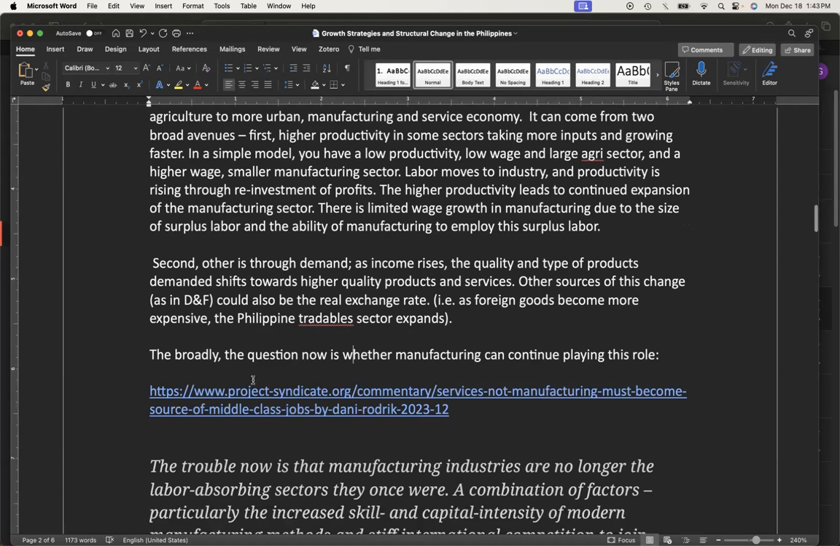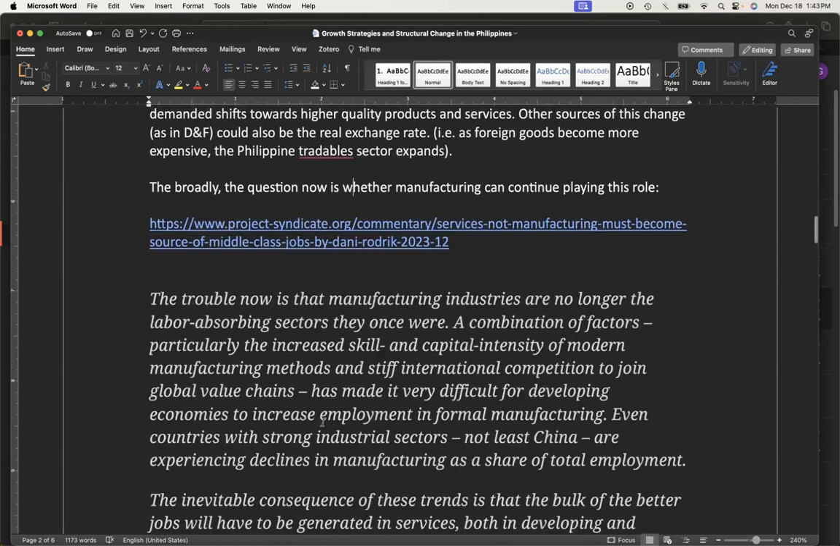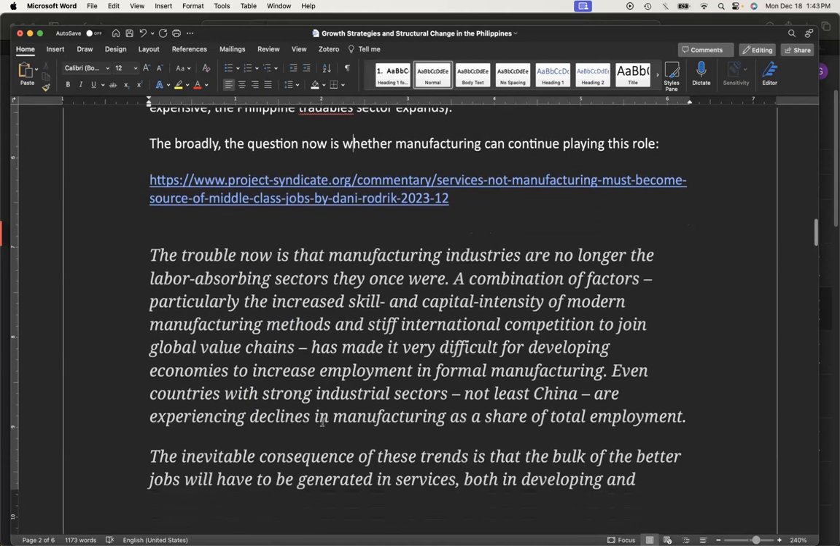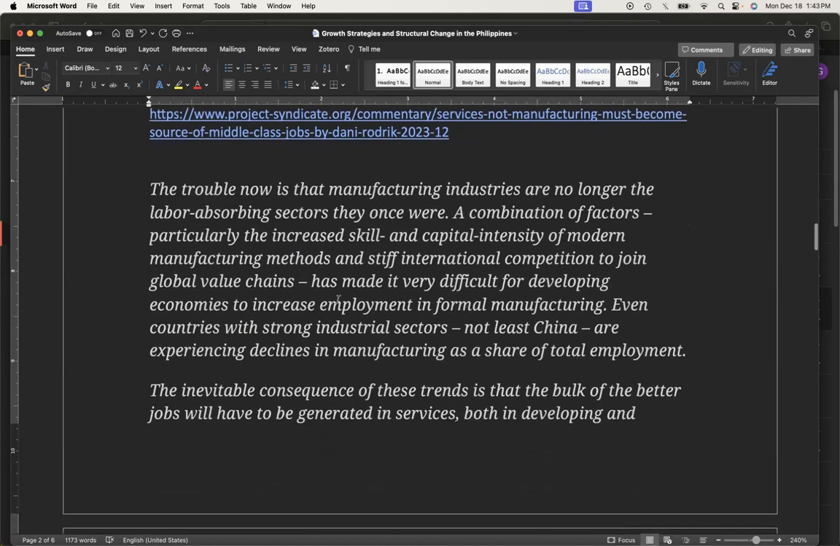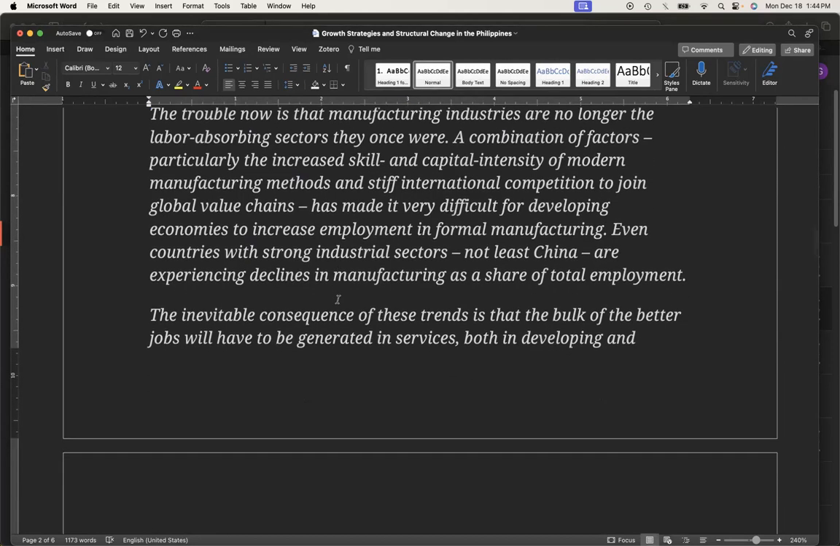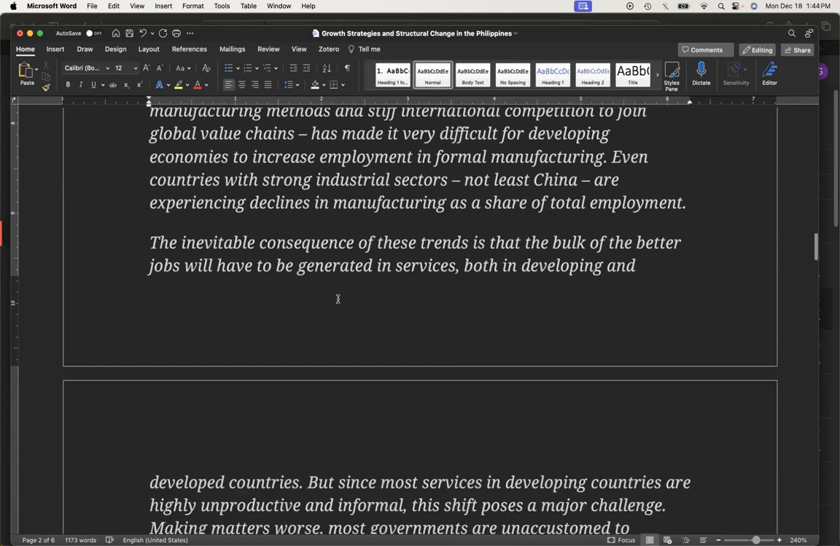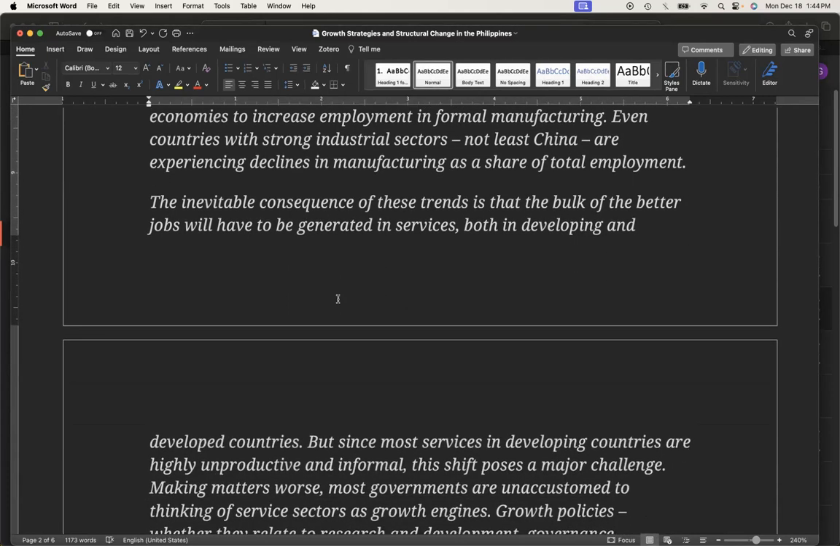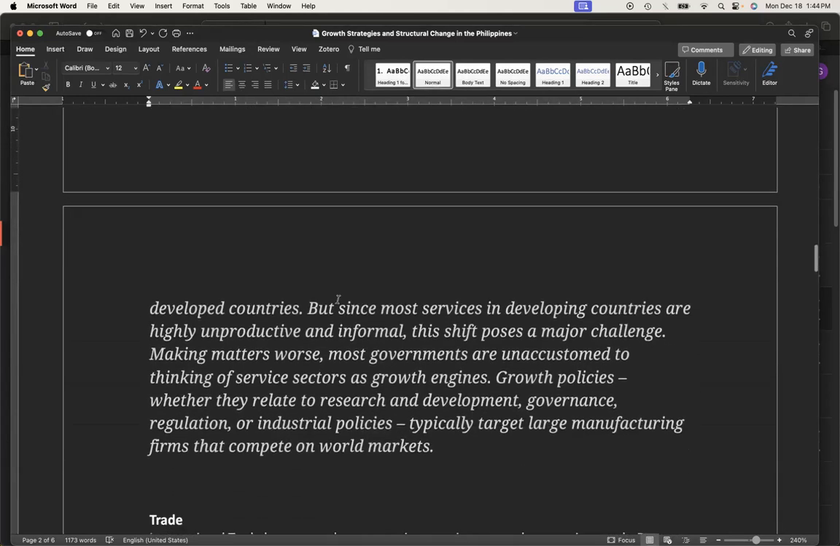Okay. Here is an article from Dani Rodrik. It's a short article, so I invite all of you to read it. And one of the key paragraphs is quoted here. The trouble is that manufacturing industries are no longer the labor-absorbing sectors they once were. A combination of factors, particularly the increased skill and capital intensity of modern manufacturing methods, stiff international competition to join GVCs, has made it difficult for developing economies to increase employment in formal manufacturing. The inevitable consequence of these trends is that the bulk of the better jobs will have to be generated in services, both in developing and developed countries.